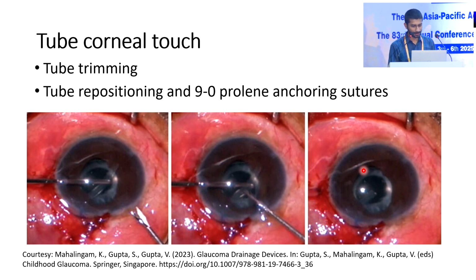If the patient is having an IDE or some other thing, then even in the sulcus it will be a problem. At that time you can use 9-0 Prolene anchoring sutures. On both sides of the conjunctiva, we can insert the 9-0 Prolene and put the tube behind these Prolene sutures.